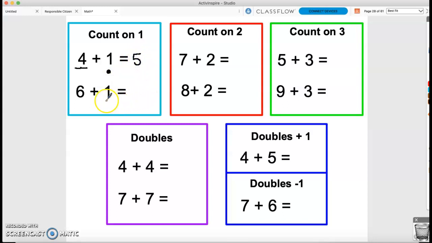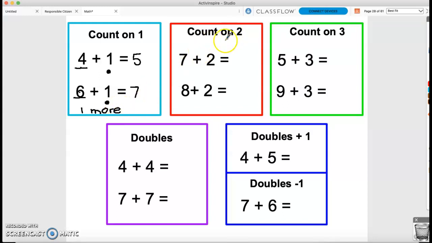I'm going to try that again. I have 1 dot right here to count up. I start with the bigger number and I count up. 6, 7. Sometimes I think of count on as it's count on 1 is really 1 more. What's the number that comes after?